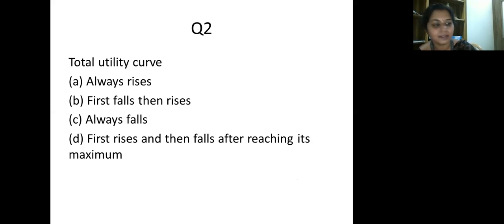So what is the second question? Total utility curve: always rises, first falls then rises, always falls, or first rises and then falls after reaching its maximum. Total utility curve depends on marginal utility. You can answer if you understood the concept. You might have answered D. First rises, then falls after reaching the maximum level. When will it reach the maximum level? When the marginal utility is 0, total utility is maximum. When marginal utility is declining, total utility is increasing at a decreasing rate. Okay, so the answer is D.